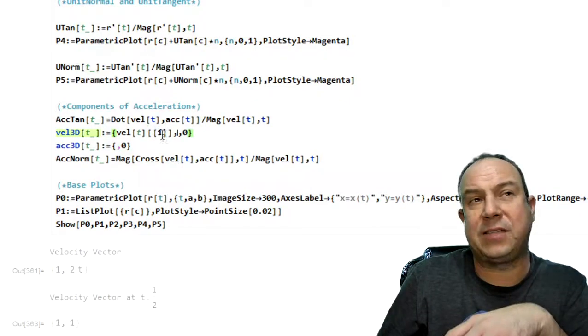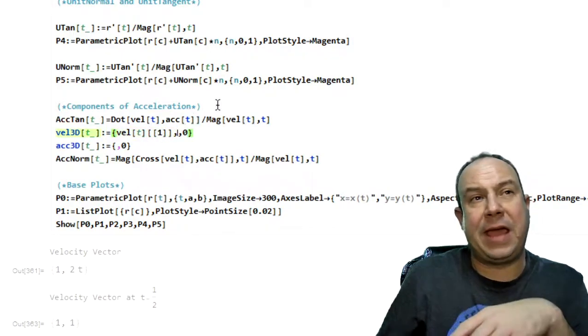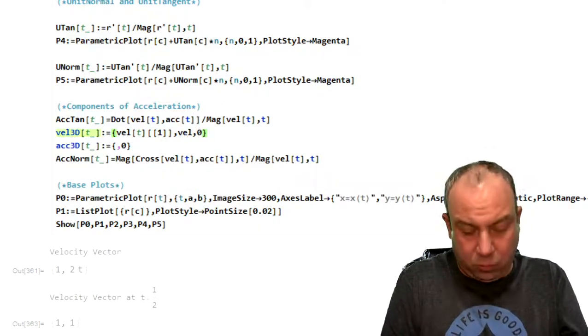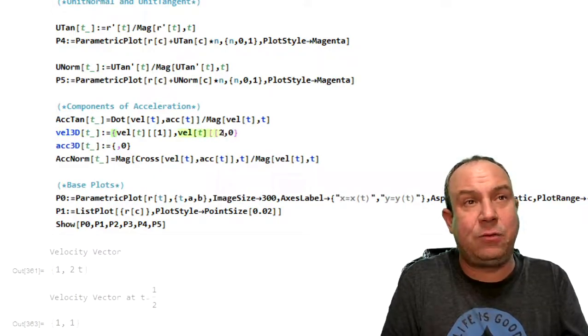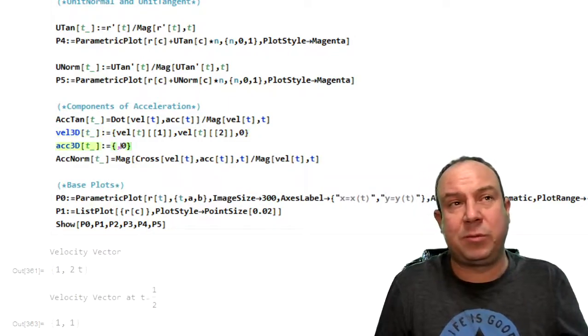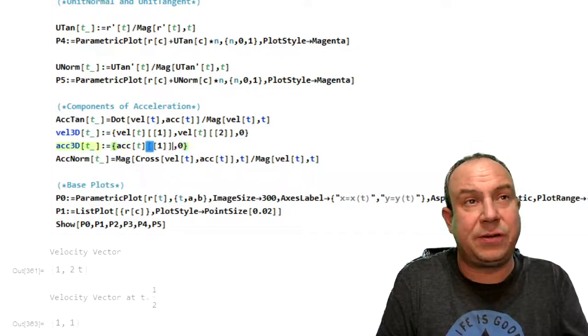A double bracket surrounding a value of 1. This says I want the velocity function, but I only want its first component. Right? And this will be my velocity function with respect to t, but I'll only want the second component. And then the third component of this will be 0. And then I'll do a similar thing with the acceleration vector.